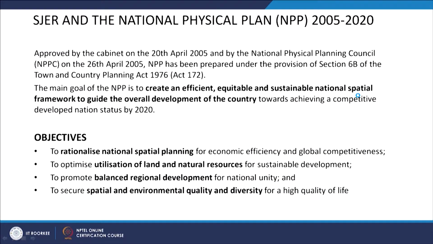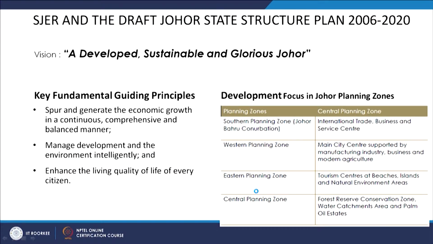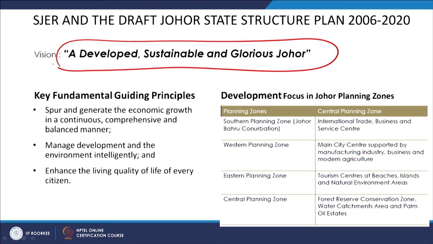Let us take a look at the objectives. I am not going into much detail about the broad write-up and all those things, just see the key elements. The first objective they mention is rationalizing national spatial planning for the whole region, utilization of land and natural resources, balanced regional development, and spatial and environmental quality and diversity. These are the broad objectives for the regional plan. Then they state a vision of a developed, sustainable and glorious Johor. Please see the terms: developed, sustainable and glorious. This is the broad vision of the whole region.